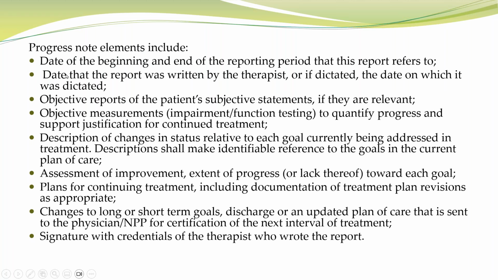Progress note elements include the date of the beginning and end of the reporting period that this report refers to. That's often left out of progress reports, but you do have to show the reporting period dates on there. Also the date the report was written by the therapist, their signature and all that. Next are the patient's subjective statements, if they're relevant. I always think the patient's information, their subjective statements and how they're doing, is very relevant. I think most therapists would agree with me. Then, objective measurements.